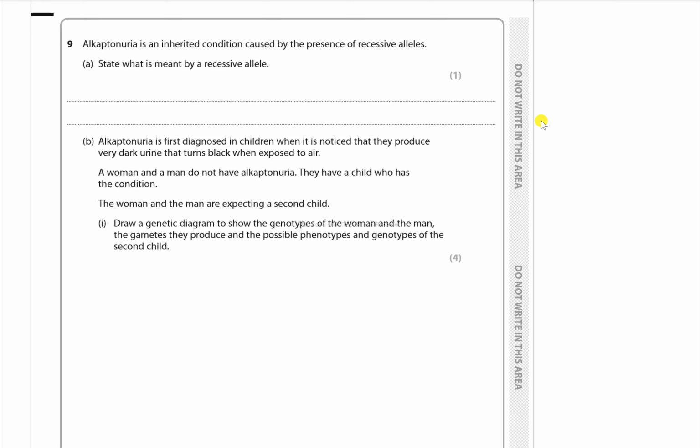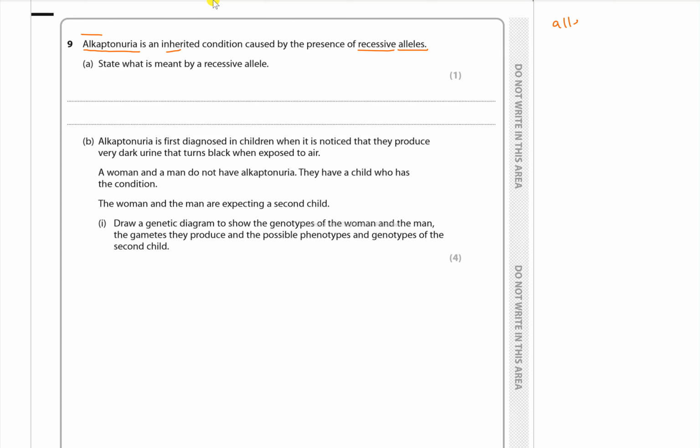Right, so we're carrying on with this paper. This is a genetic one. So you've got a condition called alkaptonuria. We'll call it ALKA for short. I hope I didn't butcher the pronunciation. Anyway, it is an inherited condition caused by the presence of recessive alleles.